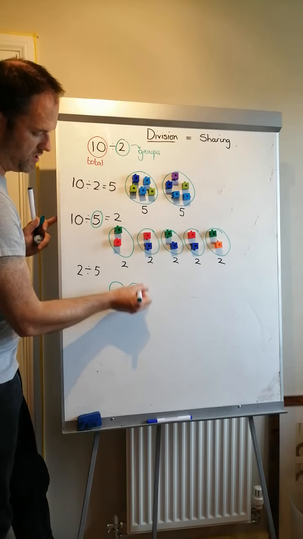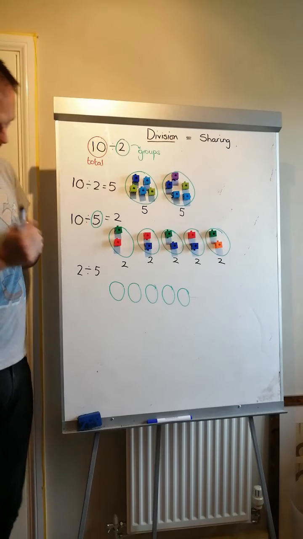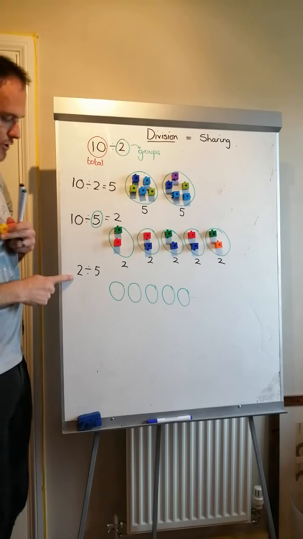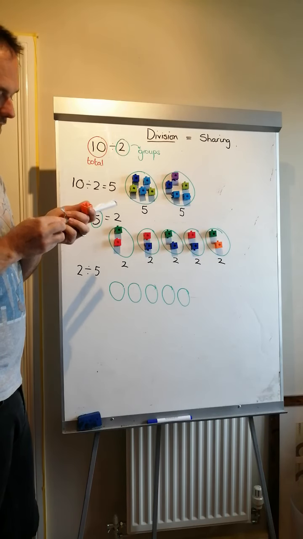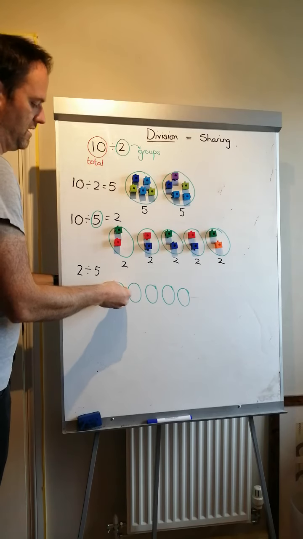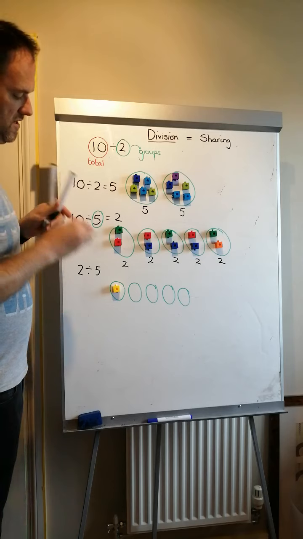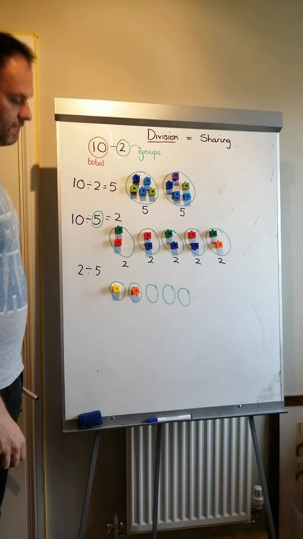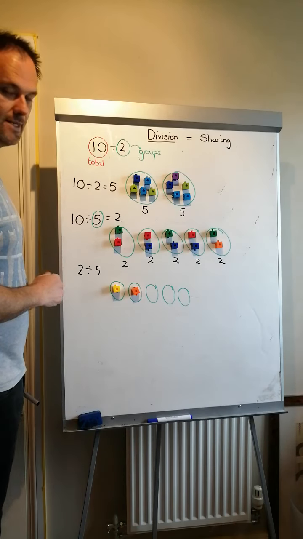Again, 1, 2, 3, 4, 5. And I start off with 2 cubes. Because 2 is our first number, 2 is our total. So let's get these on the board as well. 1, 2. Oh, I've run out of cubes. Still got some spaces. Can't do it this way.